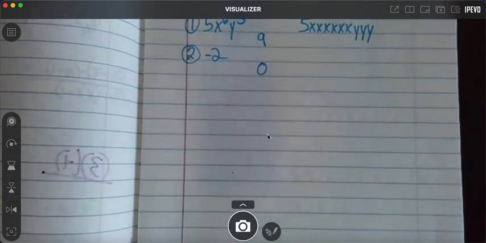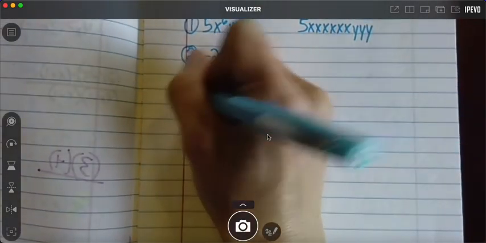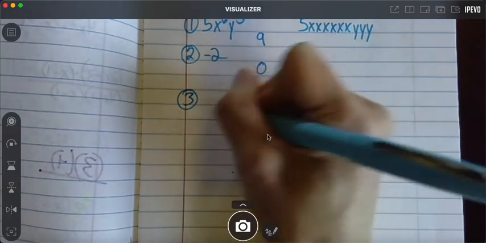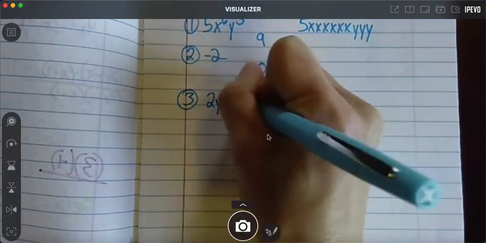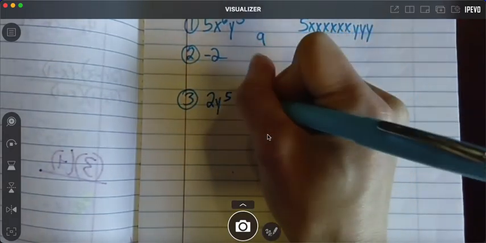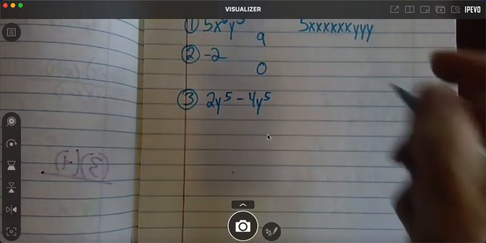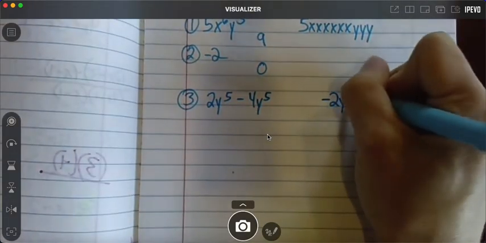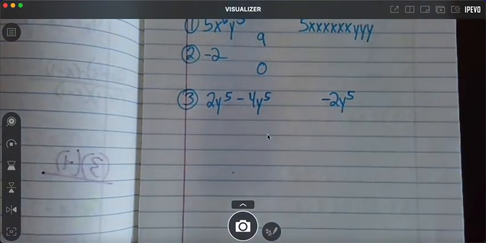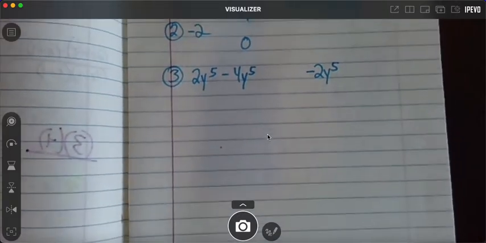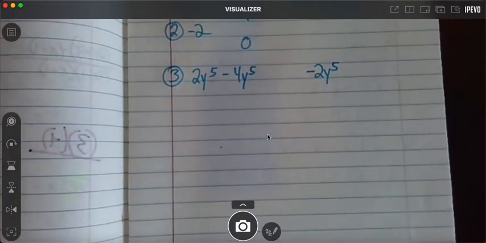Then number 3. So some of these we'll go through pretty quick. Some of them will take longer. 2y to the 5th minus 4y to the 5th. If I have 2 of something and I take away 4 of them, how many do I have? Negative 2 of those exact same things, okay? Some of you change the variables and stuff. Don't do that, okay? If I have 2 of them minus 4 of them, I now have negative 2 of those things. Does that make sense?